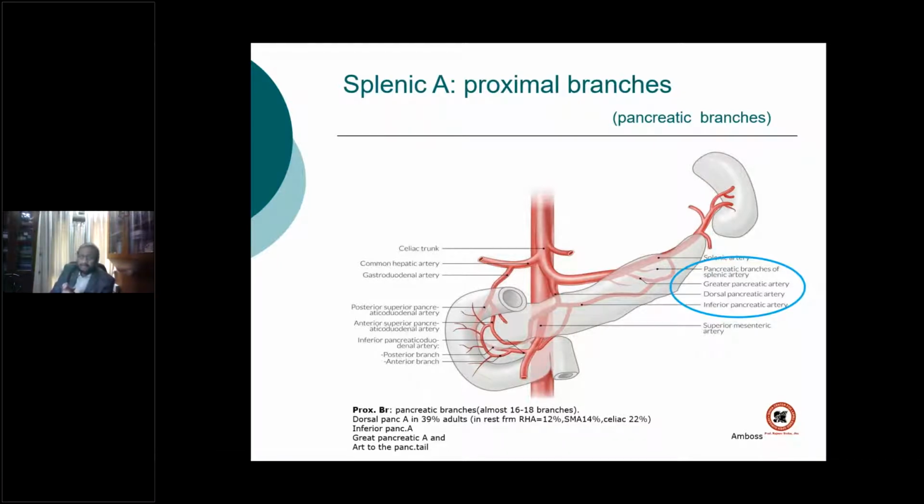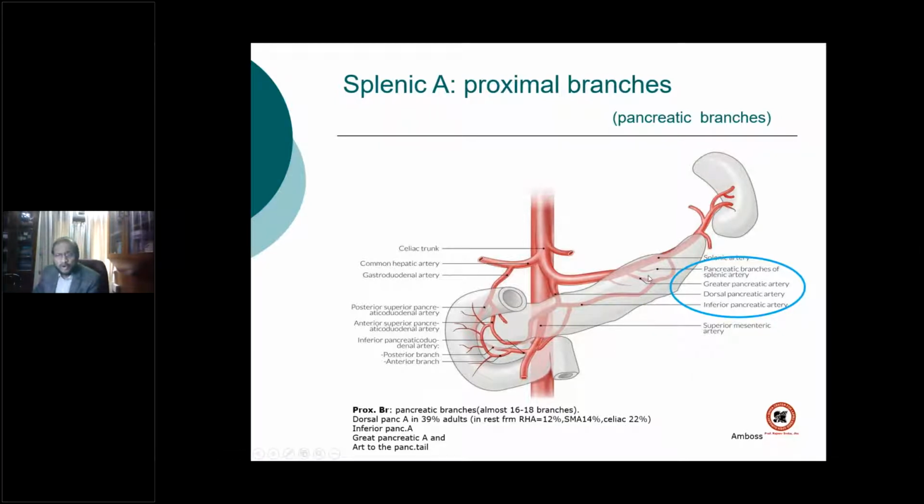No, absolutely not. There are multiple small supplies from the splenic artery to the pancreas, and each one of them has to be dealt with. That's why the operation of pancreatectomy is so difficult. The vascularity is the major problem. So apart from the 3 important ones, the dorsal pancreatic, the inferior pancreatic, and the greater pancreatic artery, you can have multiple branches in this particular area, and then to the tail of the pancreas.